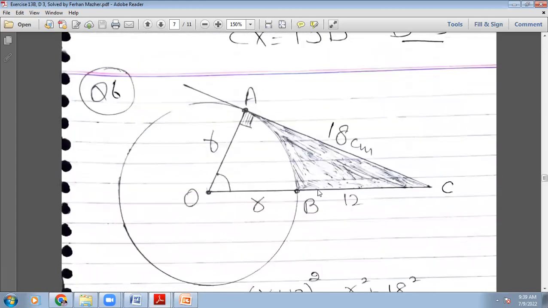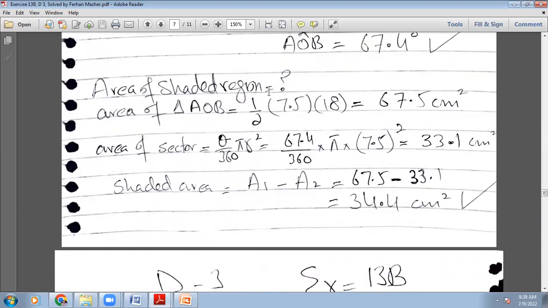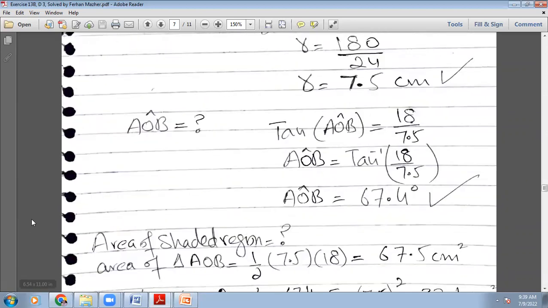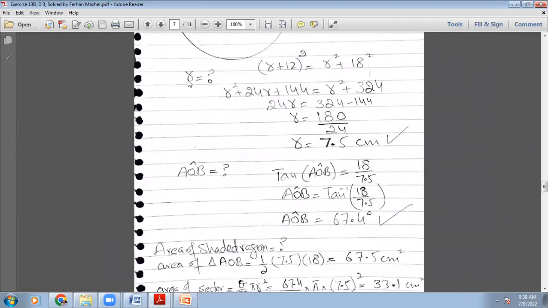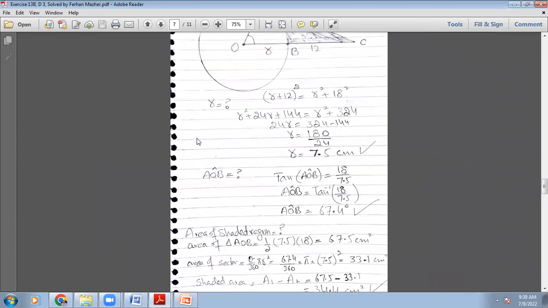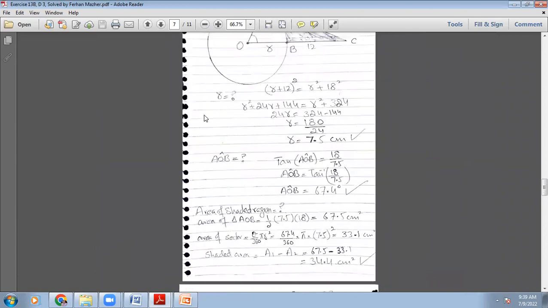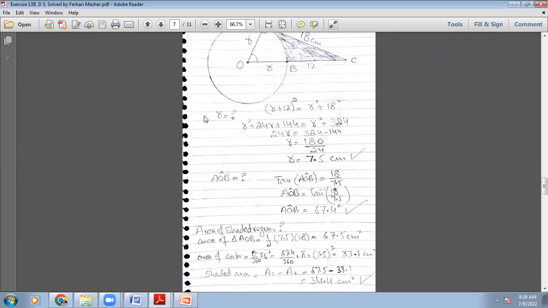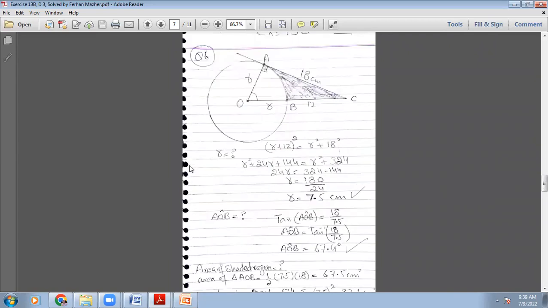So this is the area of the triangle. From it, we subtracted the area of this sector, and we got the area of the shaded region. So its answer will be 34.4 centimeters square. So this is how this is done. This is question number, I think 6. I'm just reducing the size so you can see the whole question. This is the whole question, working question number 6.